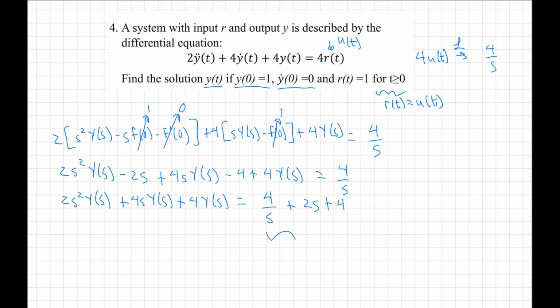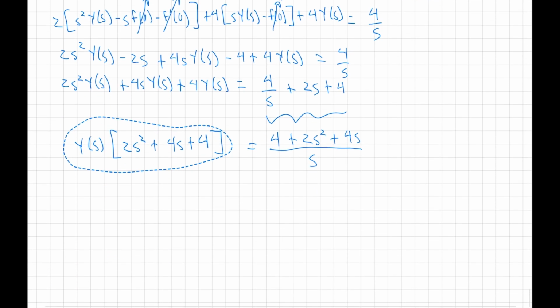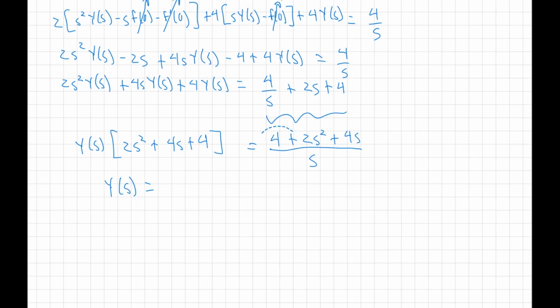And then if we get a common denominator over here, multiplying these two by s, we get 4 plus 2s squared plus 4s over s is equal to, and then over on this side, let's go ahead and factor Y of s out. Y of s multiplied by 2s squared plus 4s plus 4. These two things are equal to each other. And then if we just go ahead and divide by 2s squared plus 4s plus 4 on both sides, we get Y of s equals this fraction divided by this.